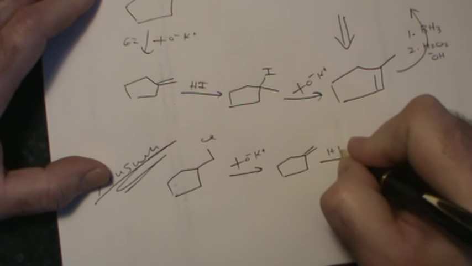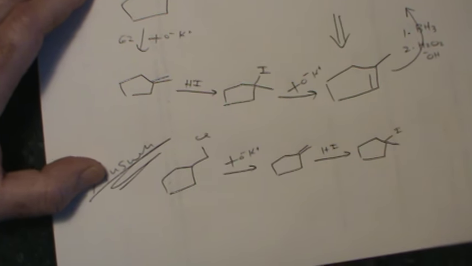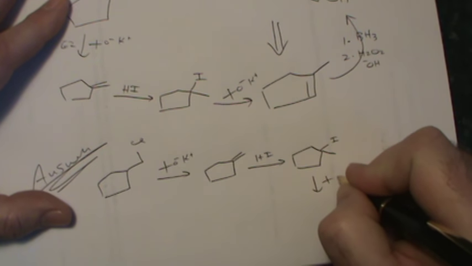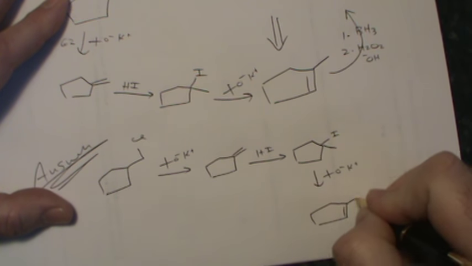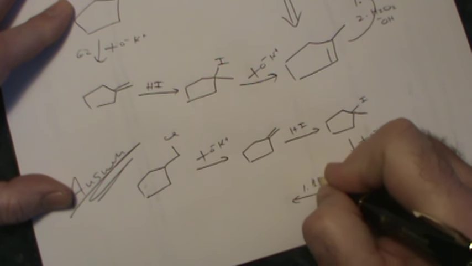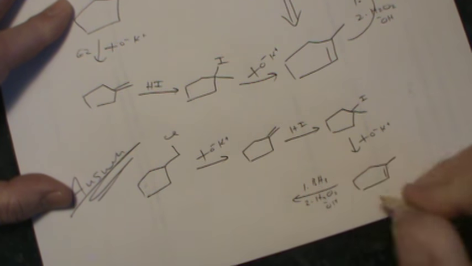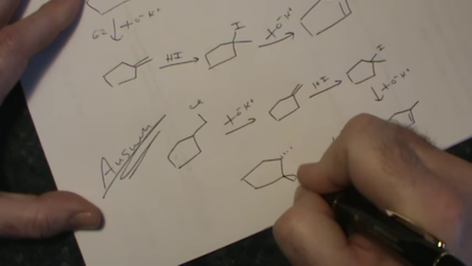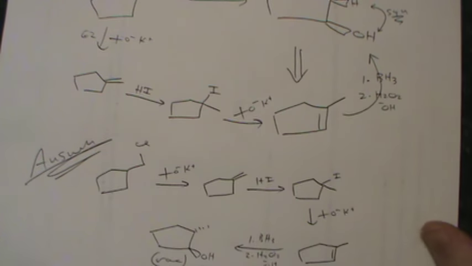I'm then going to treat that with HI to give me the Markovnikov hydrohalogenation product, which I am then going to perform another E2 elimination on, this time to give me the Zaitsev product. And finally, I'm going to perform an anti-Markovnikov hydration to give me my final product.